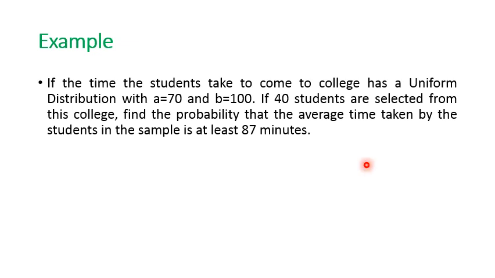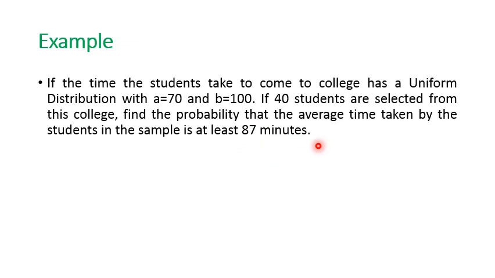Now let's take a second example. If the time the students take to come to college has a uniform distribution, where A equals 70 and B equals 100, so this is a continuous uniform distribution. The minimum value for the time is 70, the maximum time is 100. Now 40 students are selected from this college. Find the probability that the average time taken by the students in the sample is at least equal to 87 minutes.